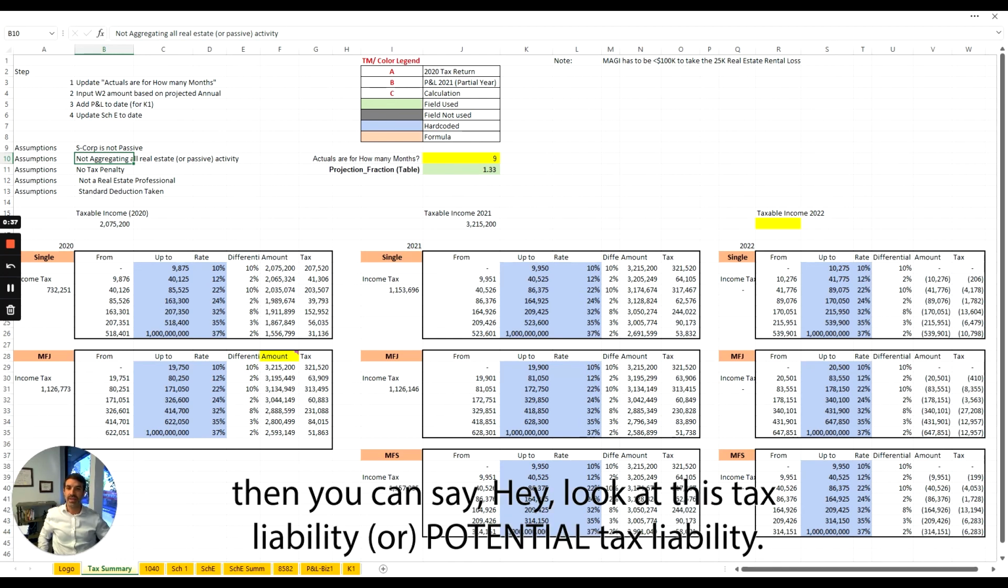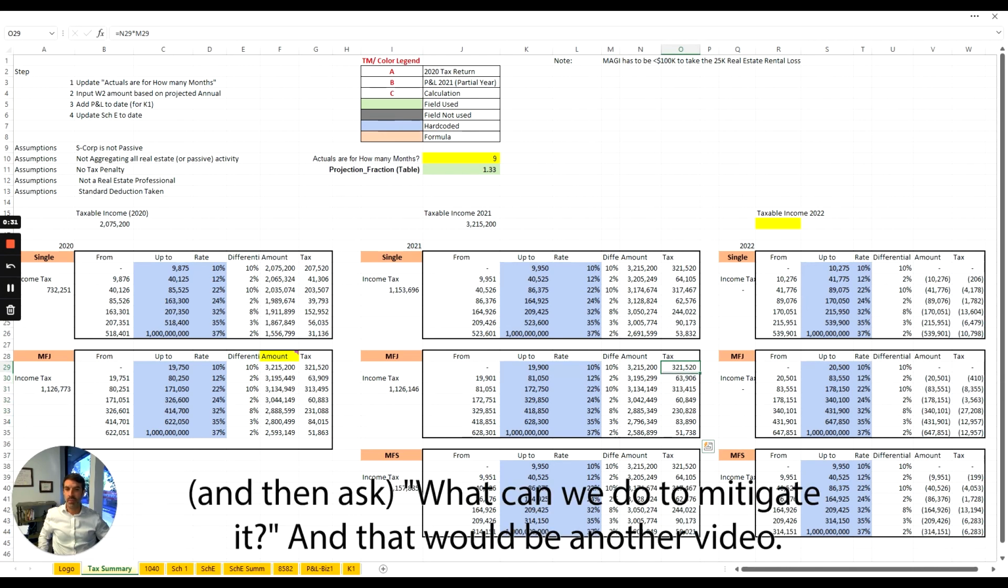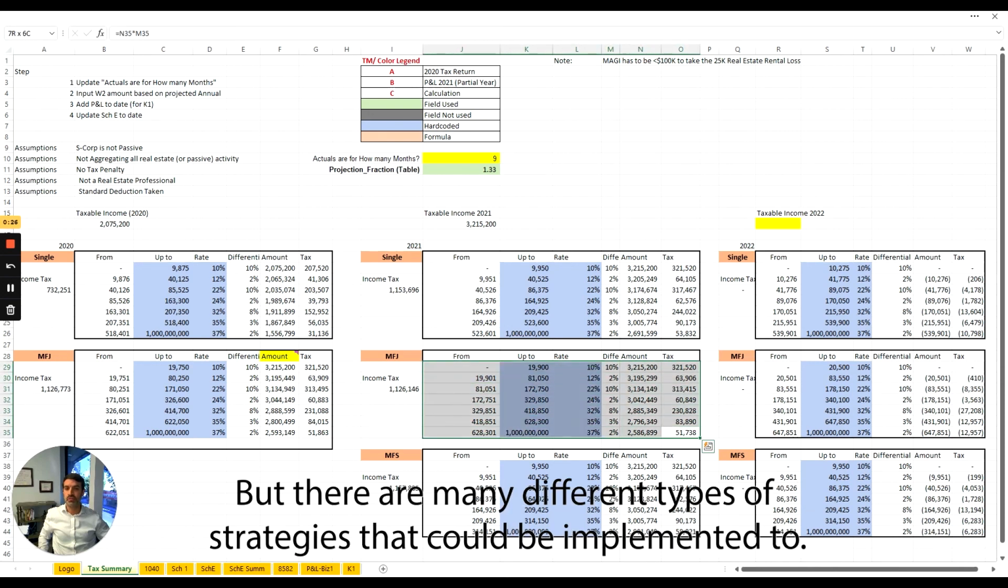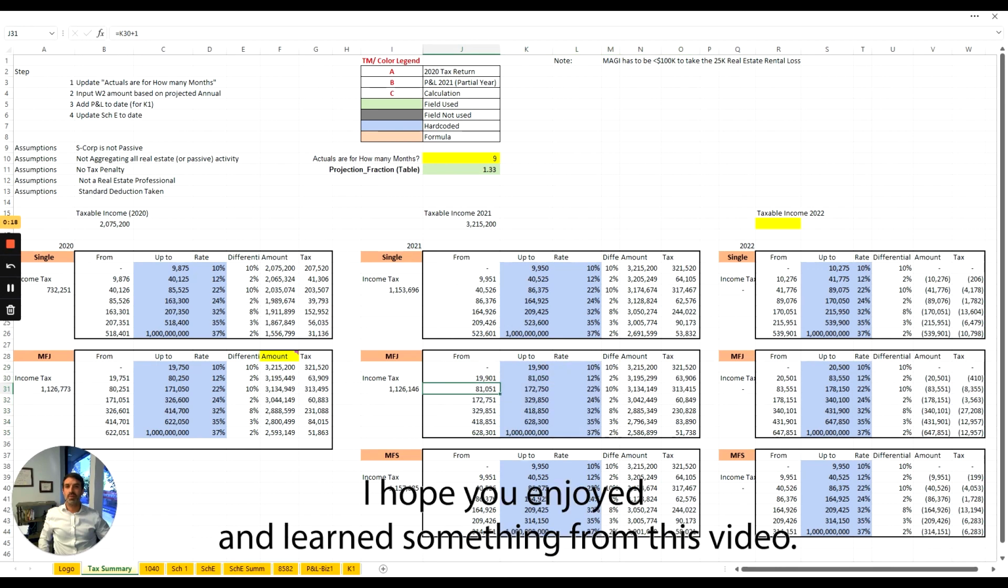Now, projecting it is just the first step. After projecting it, then you can say, hey, look at this potential tax liability. What can we do to mitigate it? And that would be another video, but there are many different types of strategies that could be implemented to mitigate this tax liability.